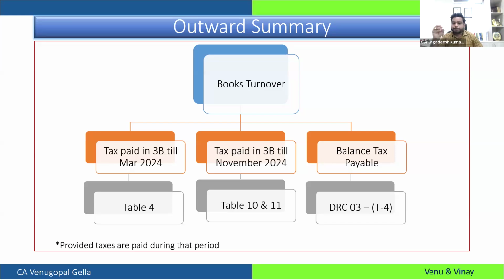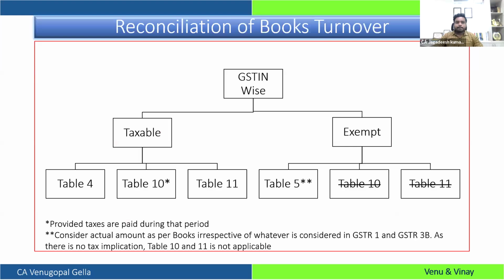In that case, if you are discharging liability through DRC 03, you need to report that in table 4. So in table 4, whatever liability you are discharging through 3B, plus the liability you have discharged through DRC 03, should be reported in table 4. Subsequent period adjustments go in table 10 and table 11. Now coming to the reconciliation of books turnover.